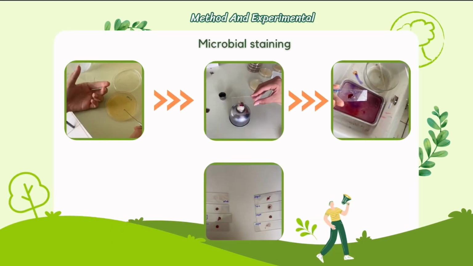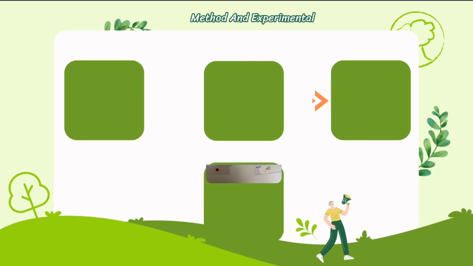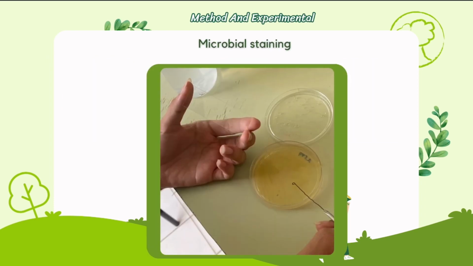Microbial staining. In this step, we want to know what kind of microorganisms they are. The first step is to use a loop to remove the colony from the culture dish where the microorganisms are, then smear it onto 2 microscope slides. Then heat using an alcohol lamp to dry and fix the smear.